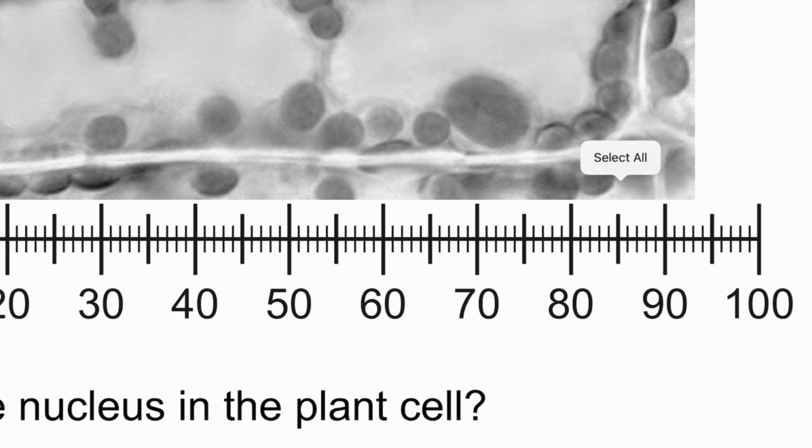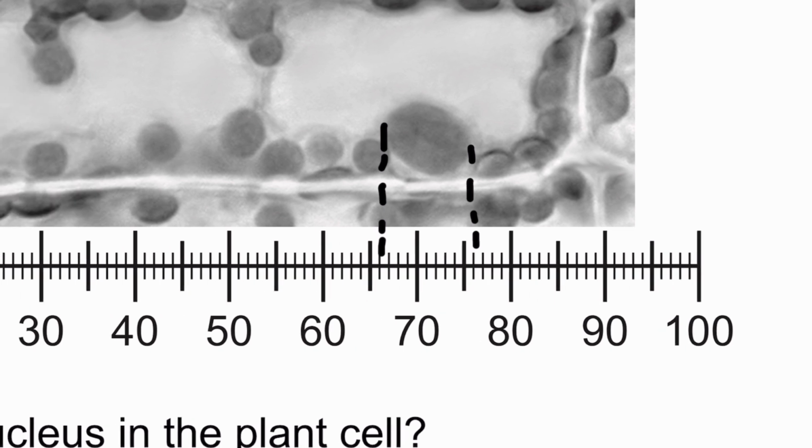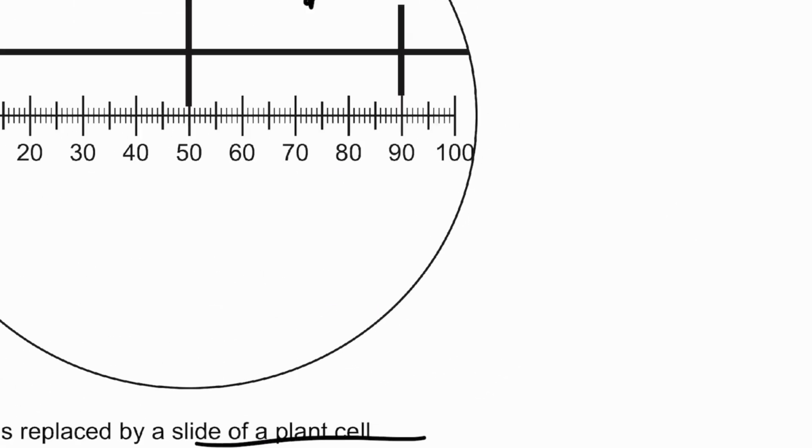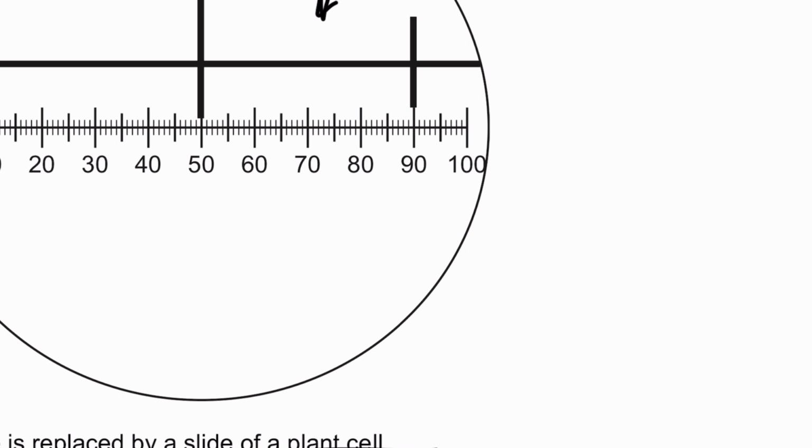So we can use the eyepiece graticule to find the number of eyepiece graticule units. If we count this, it's going to be 1, 2, 3, 4, 5, 6, 7, 8, 9, 10 units. So one nucleus is basically 10 eyepiece graticule units in length. Now we need to know how much these 10 eyepiece graticule units are, because these are not really right measurements. We need millimeters, micrometers, that kind of thing. We're not dealing with eyepiece graticule units.